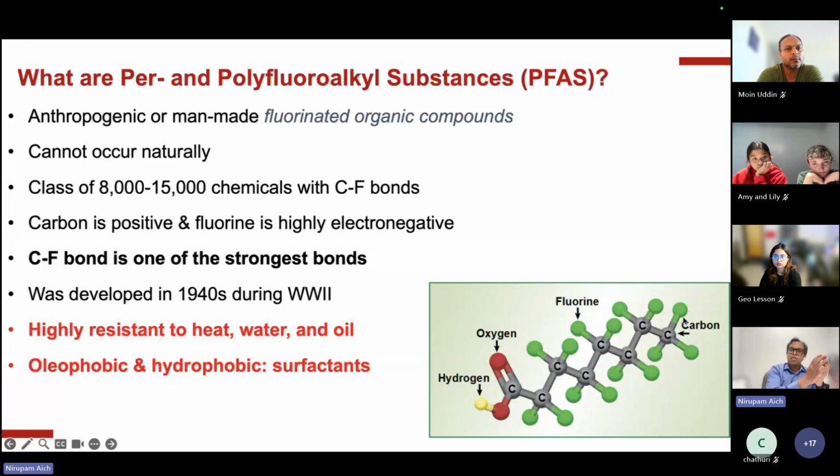Now carbon is mostly positively charged. On the other hand, fluorine is the most electronegative atom in the periodic table.